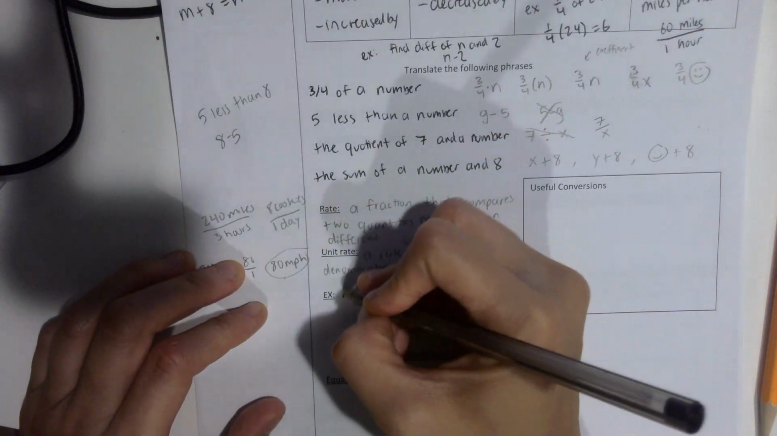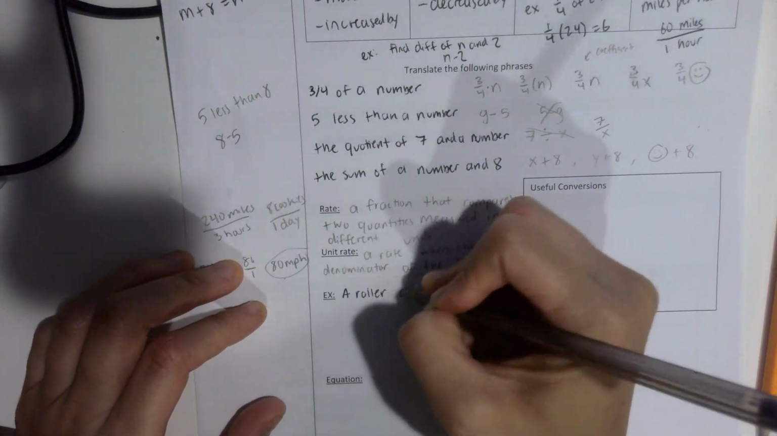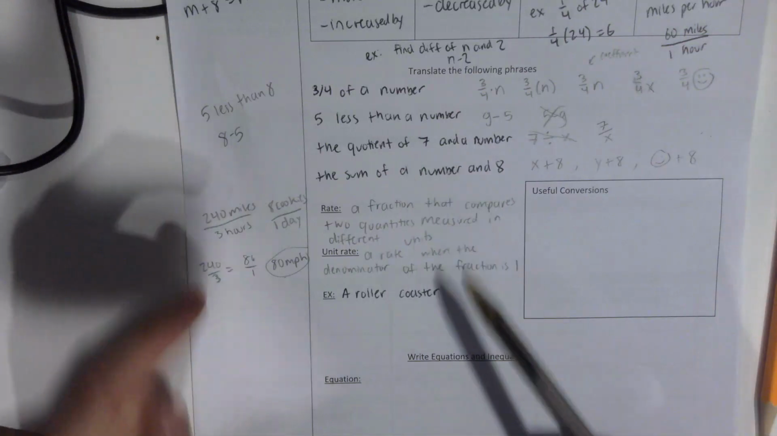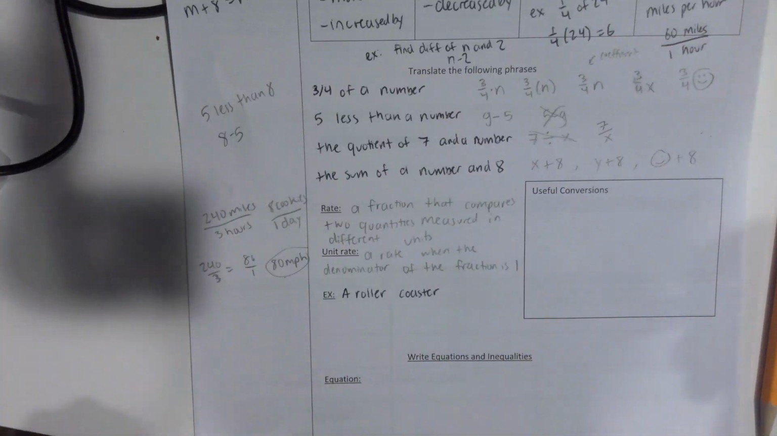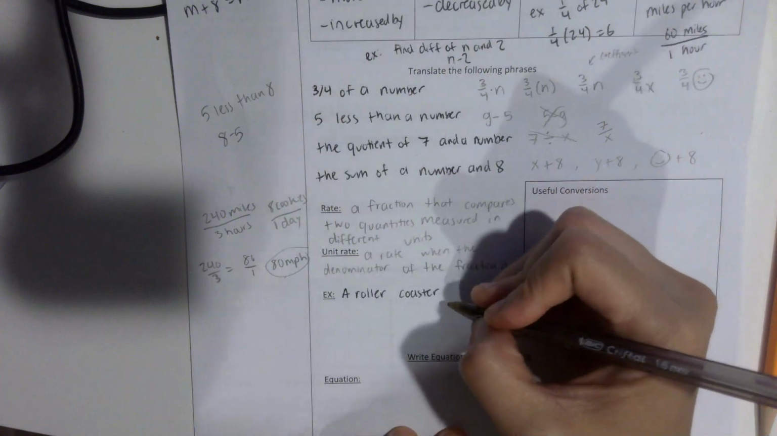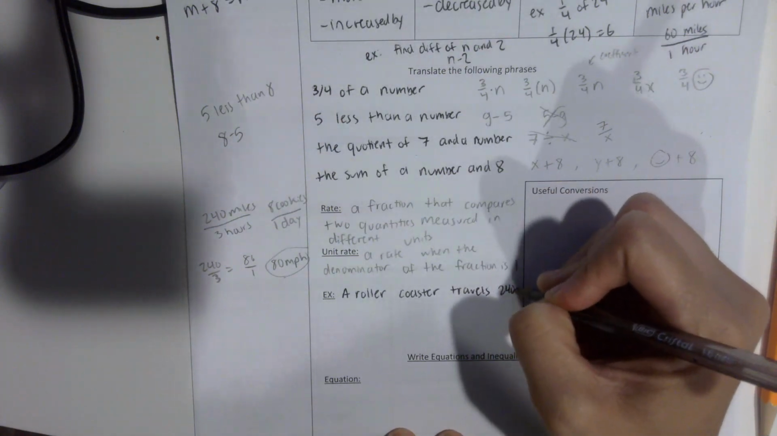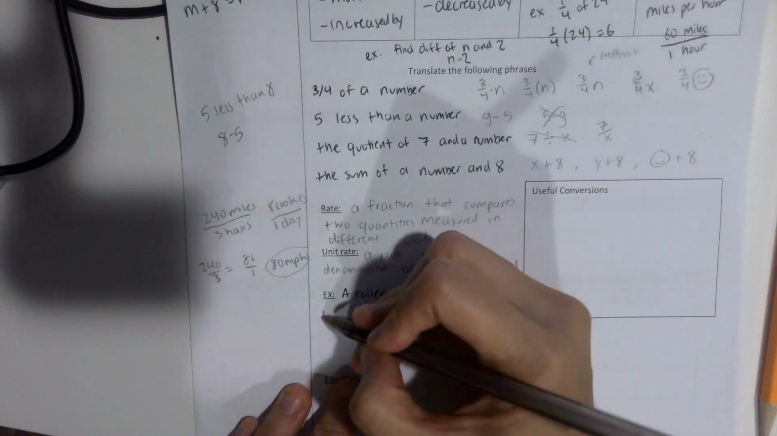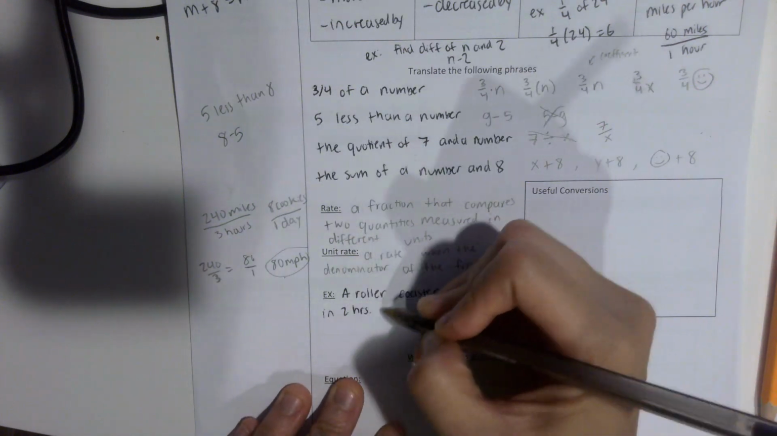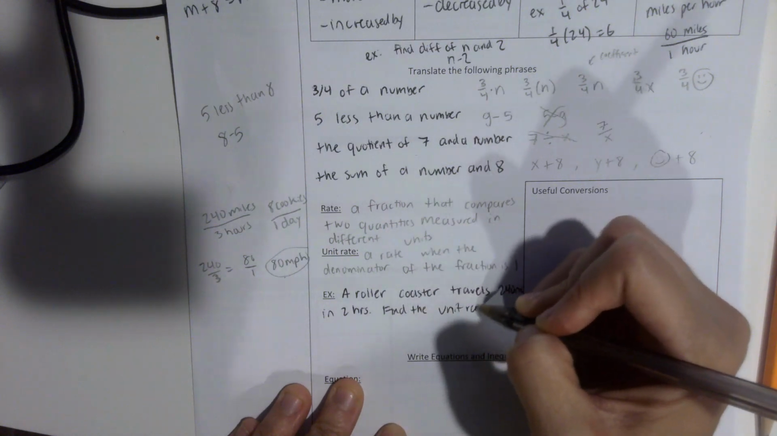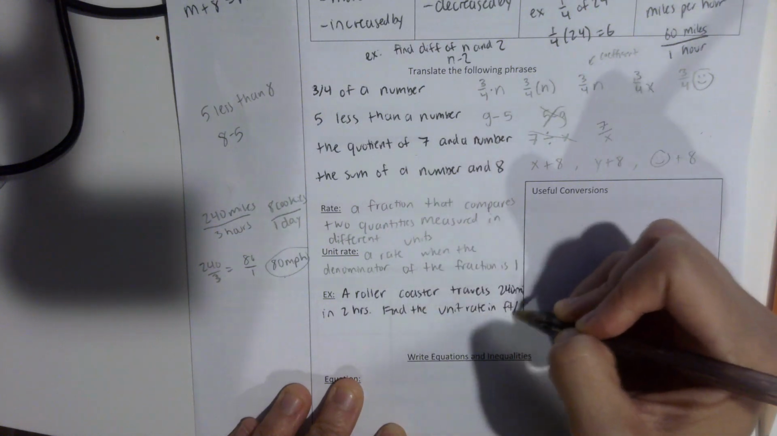A roller coaster. So I'm going to try and start making the problems in pen and then the answers in pencil. A roller coaster travels 240 miles in 2 hours. Find the unit rate in feet per second.